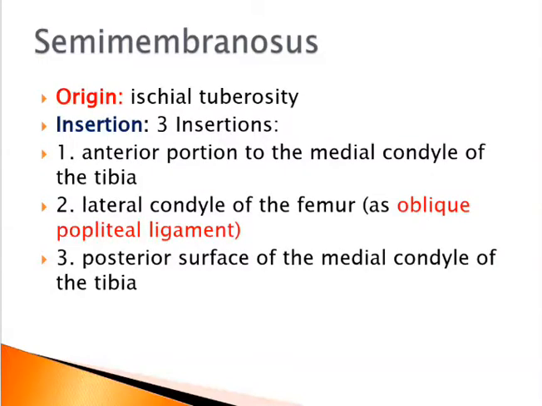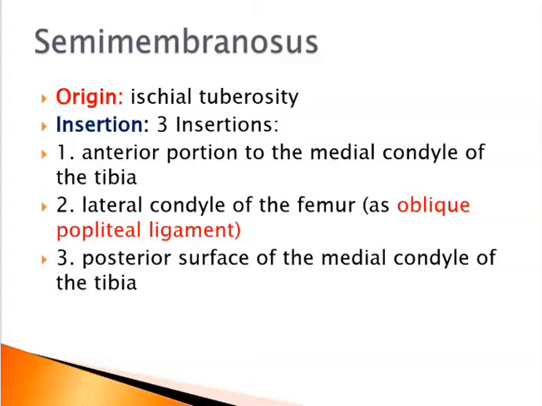Then we go to the next muscle, that is semimembranosus. This is also a medial muscle. This muscle is deep to semitendinosus. Origin, as usual, is the common origin, that is ischial tuberosity. Then it is having three insertions. One portion, that is anterior portion, is attached to the anterior part of medial condyle of tibia.